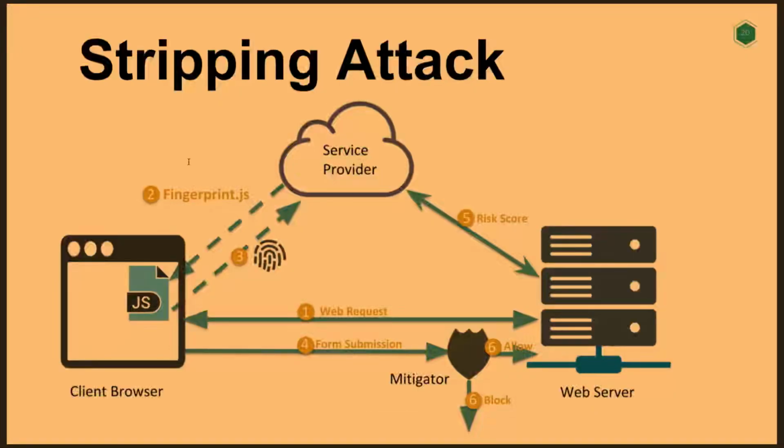So I would say that the dumbest attack here was the stripping attack, where you actually don't even load the JavaScript. And then you, of course, never send the fingerprint back, and then the risk score is never calculated. So when the web server asks for the risk score, it doesn't get anything back, and then the entire thing basically fails to open. I don't know why you would do that. Maybe they are in some sort of a trial mode. I don't know. But this has definitely happened.